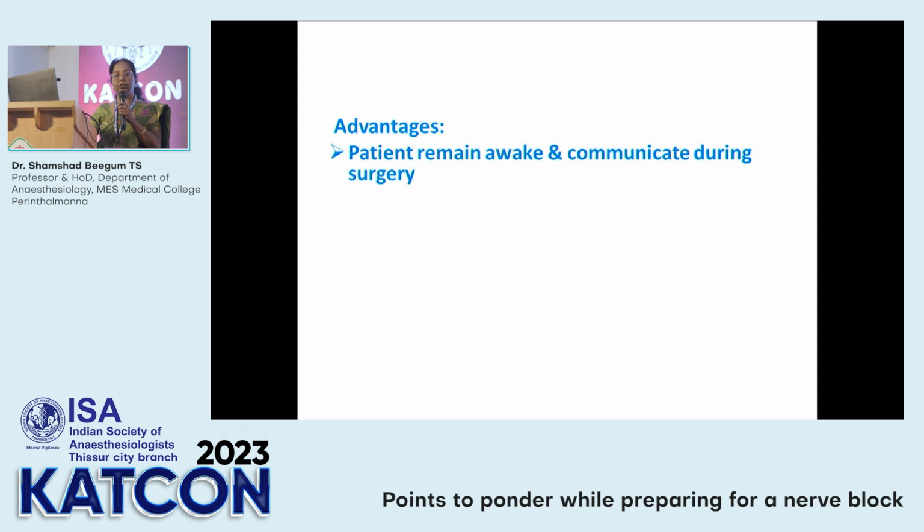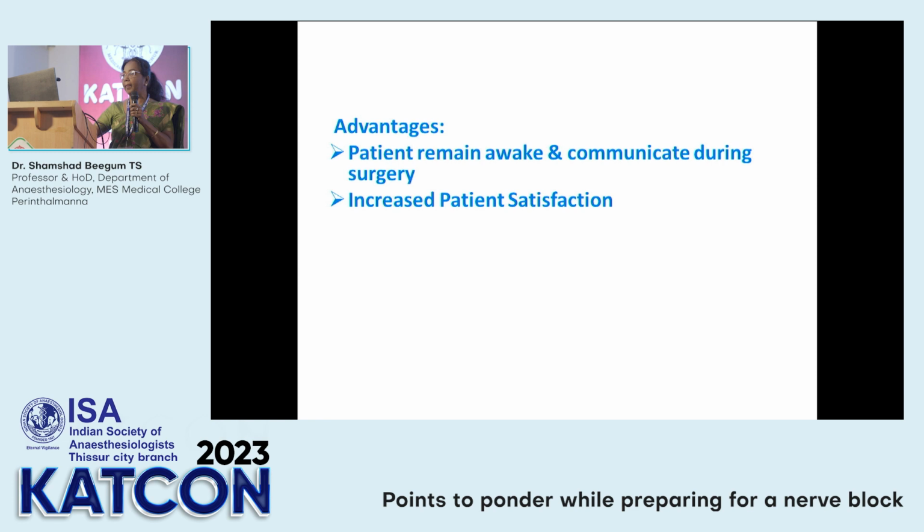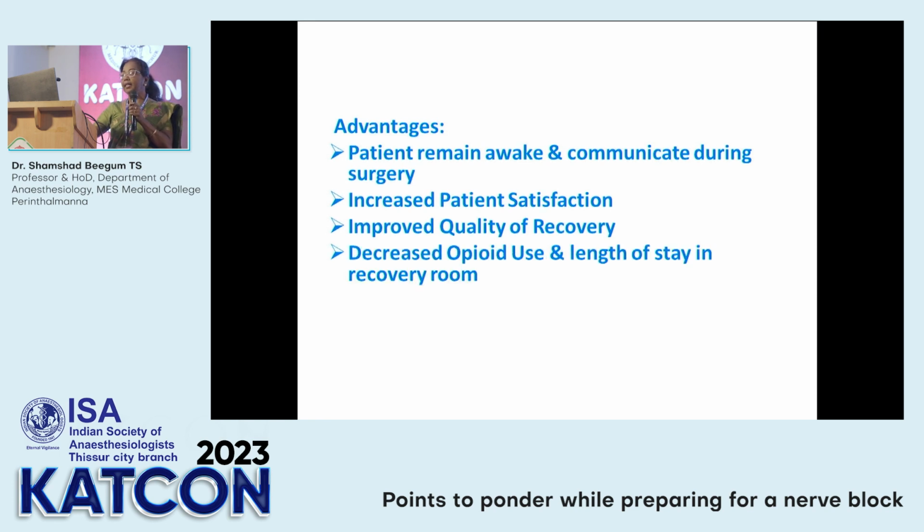So the advantages of peripheral nerve block are the patient will remain awake and they can communicate to us what difficulties they are facing. And there will be increased patient satisfaction, improved quality of recovery when we are combining it with general anesthesia, decreased opioid use as well as decreased length of stay in the recovery room. And the disadvantage is the duration of the block time.